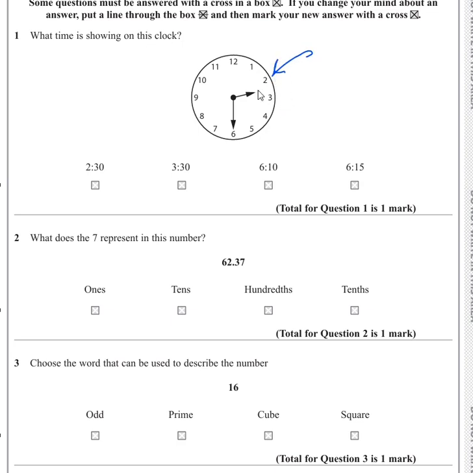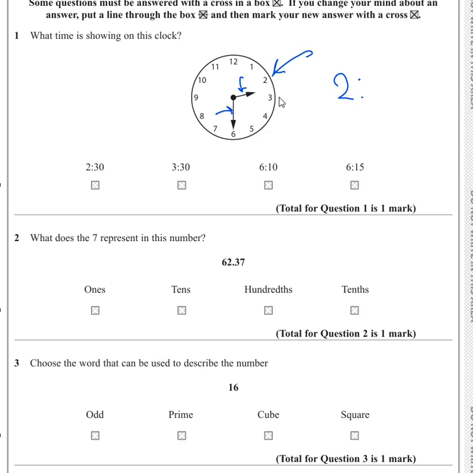So for me to read the time, this one is for the hours and this one for the minutes. This is hour, this is hour and this is minutes. Now the hour hand is between 2 and 3. That means it is 2 and something. If the hour hand is between 10 and 12, that means it is 10 something. We always look at the smaller number.